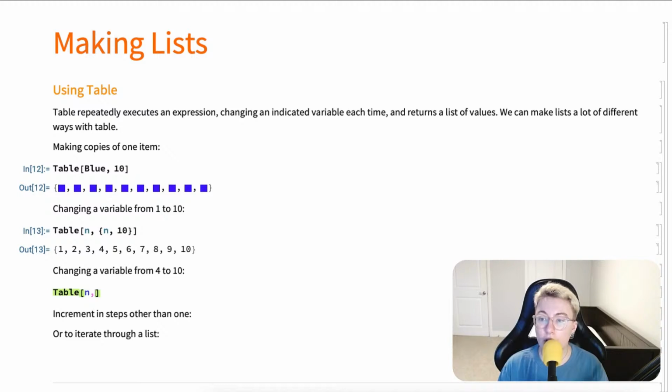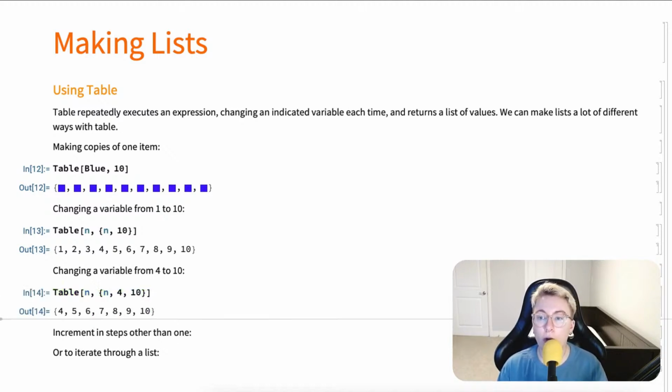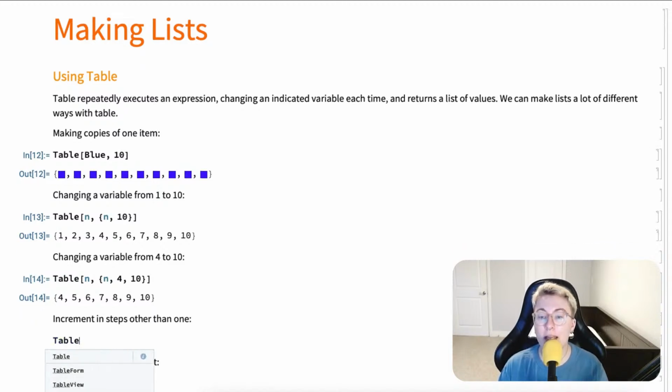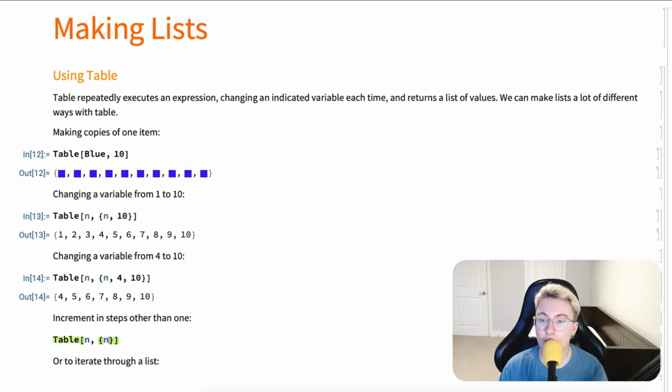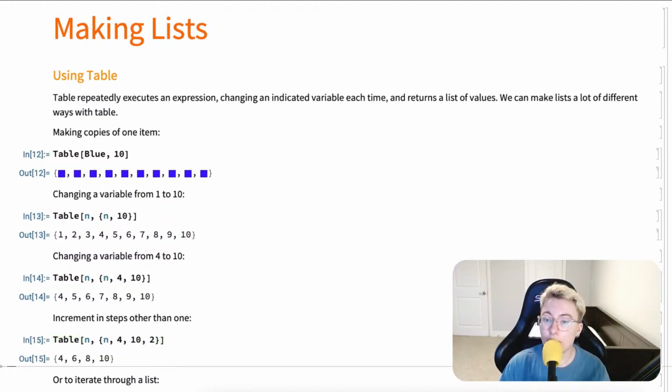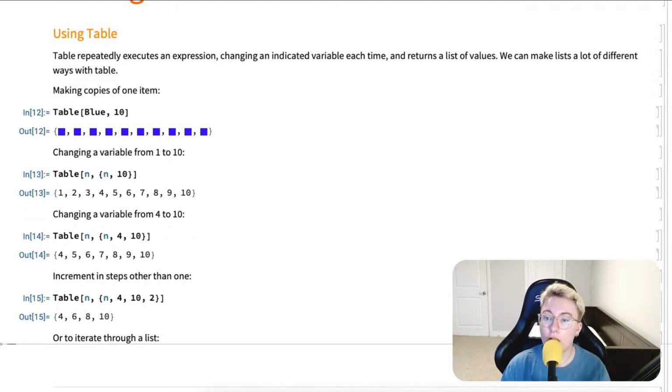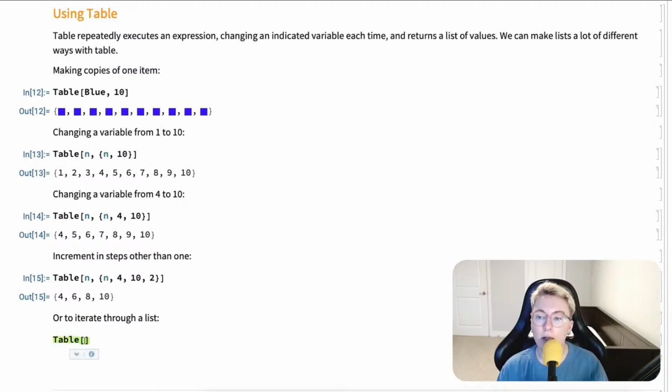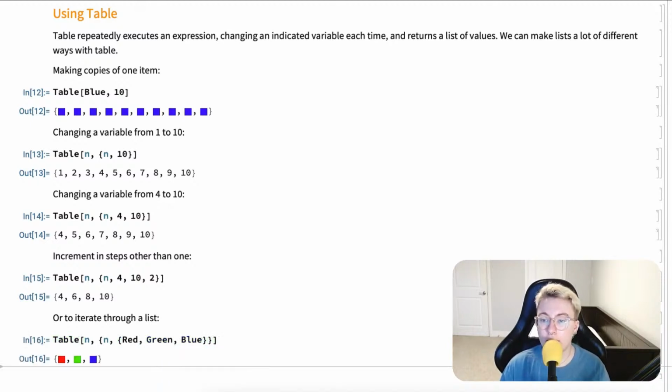Just like with range, we can add an additional specification to that second argument that shows what number we want to start at, and yet another to set the step size to a number other than 1. An additional feature of table is that it can iterate an operation through a list of items. So instead of giving table a specification for a number in the second argument, we can provide a list of values. It will then repeatedly execute the first argument for each item in that list.